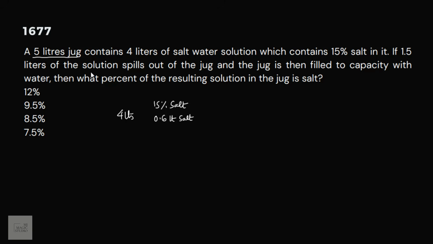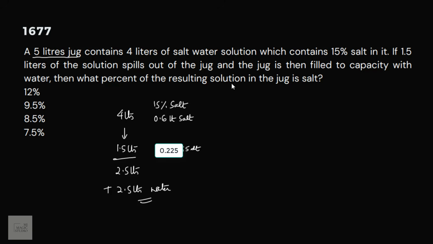If 1.5 liters of the solution spills out, 1.5 into 15 is 22.5, that means 0.225 liters. So about 0.225 liters of salt also spills out of the jug, and the jug is then filled to capacity with water. So now it is 2.5 liters of solution, and to it we are adding 2.5 liters of water.